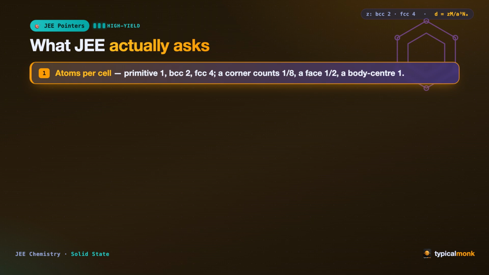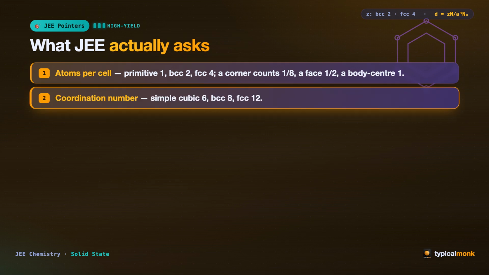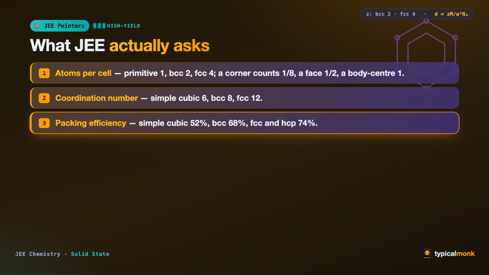5 pointers. 1. The atoms per cell. Primitive 1, body centered 2, face centered 4. A corner counts 1/8, a face 1/2, a body centered 1. 2. The coordination number: simple cubic 6, body centered 8, face centered 12. 3. The packing efficiency: simple cubic 52%, body centered 68, face centered and hexagonal close packing 74.